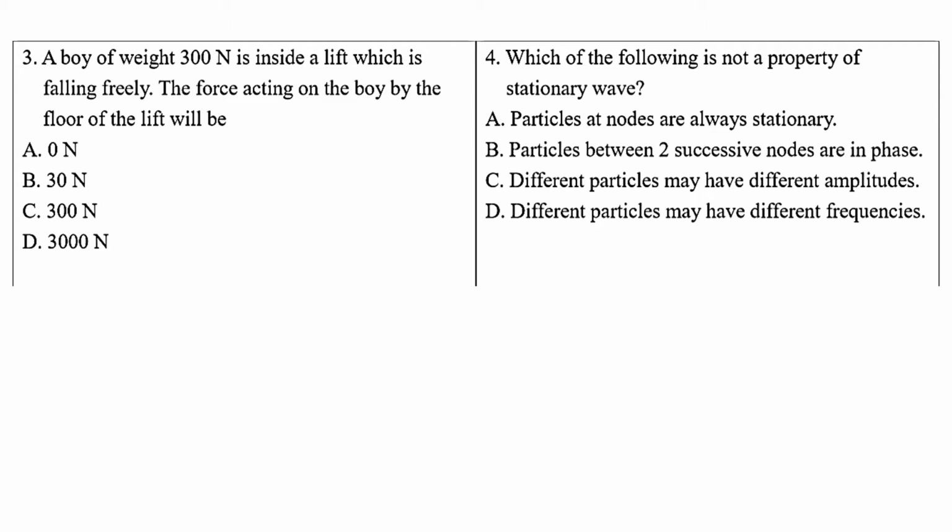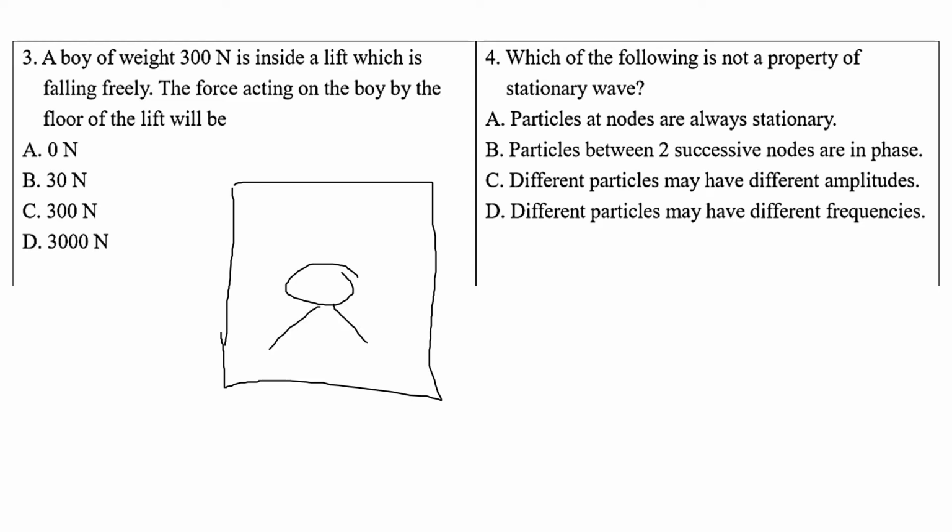Paper one question number three. A ball of weight 300 Newton is inside a lift which is falling freely. The force acting on the ball by the floor of the lift will be? First you need to draw the free body diagram. There is a lift and a ball inside the lift which is falling freely. If the ball is falling freely, that means the acceleration equals the gravitational field strength, which is 9.81 meter per second squared.